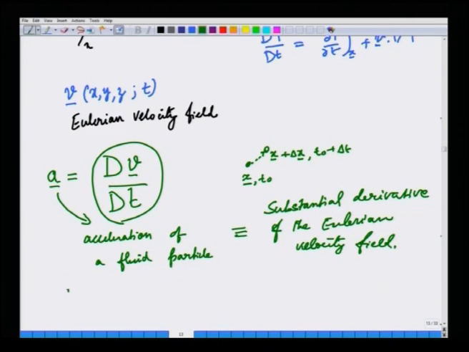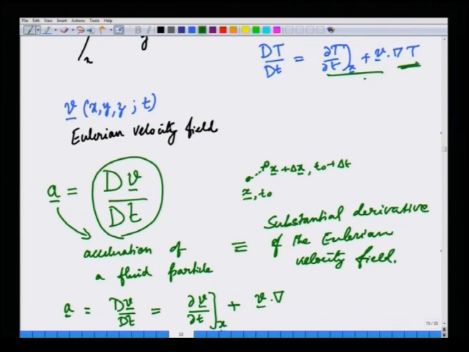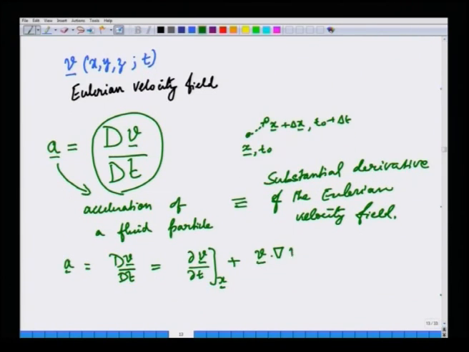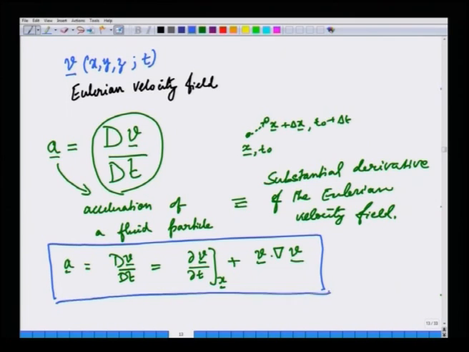Now, the idea is very similar. A is Dv Dt. Just by looking at the previous formula that was written here, we can write partial v by partial t, the local rate of change of velocity at a given spatial location, plus v dot grad. Instead of temperature, which was a scalar, where we wrote v dot grad T, we will write v dot grad v. So, this is the Eulerian acceleration field obtained from the Eulerian velocity field merely by taking the substantial derivative of the velocity.